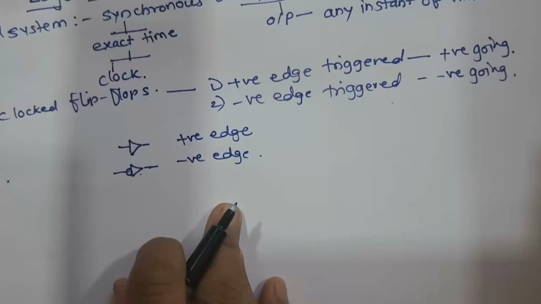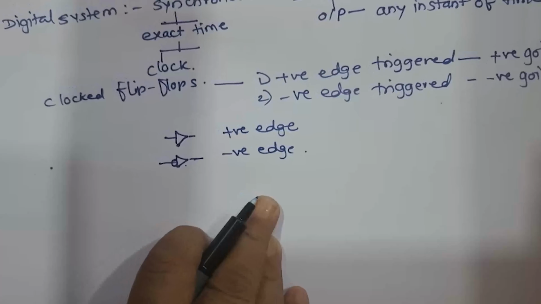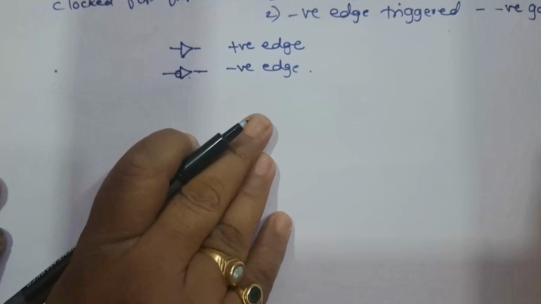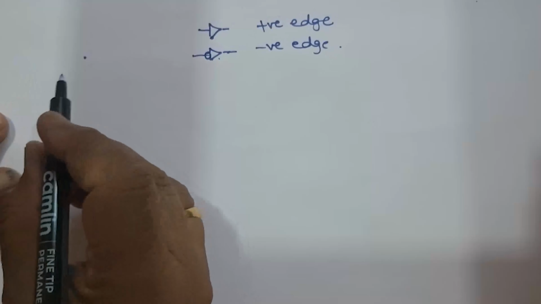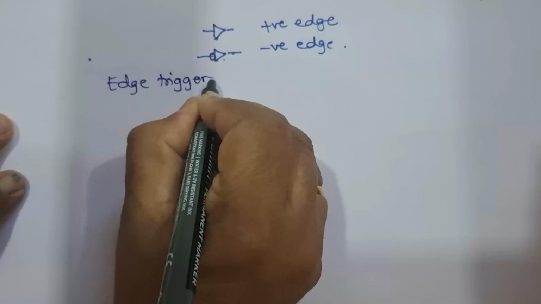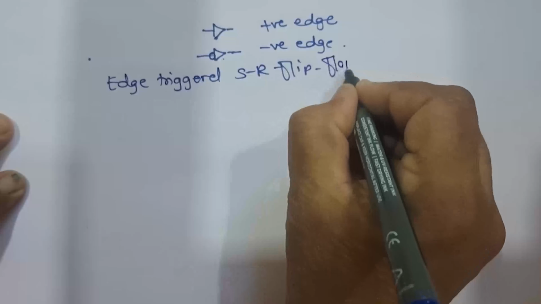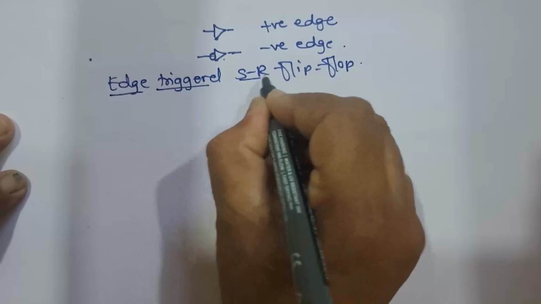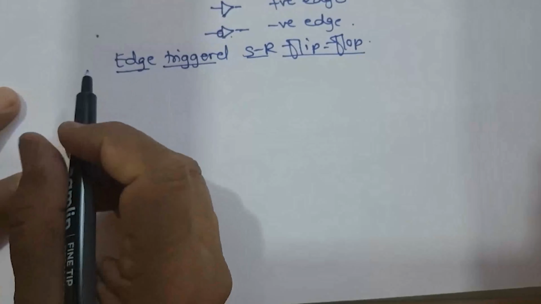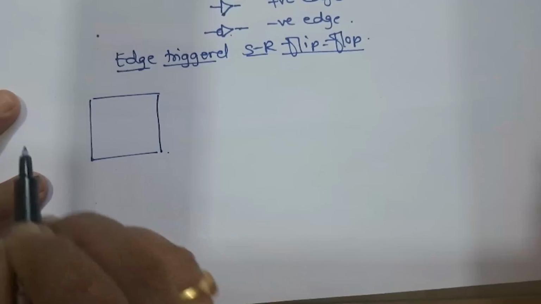So before considering the flip-flops, we should know this basic concept of triggered flip-flops. Now, first of all, we will go for the edge triggered SR flip-flop. So we will see first the edge triggered SR flip-flop. The logic symbol of the edge triggered SR flip-flop is like this.